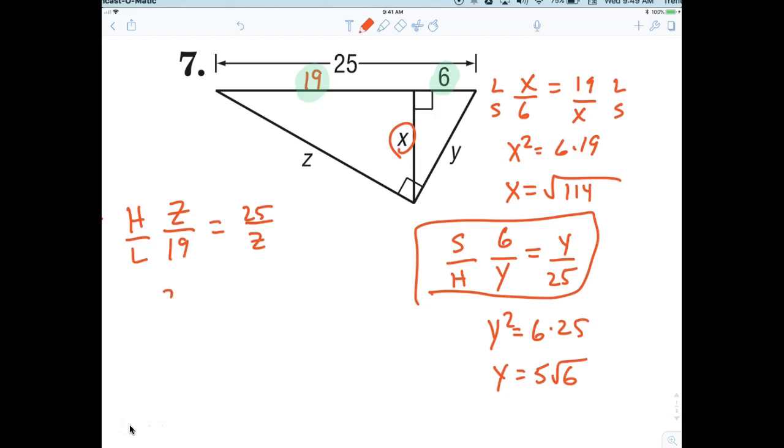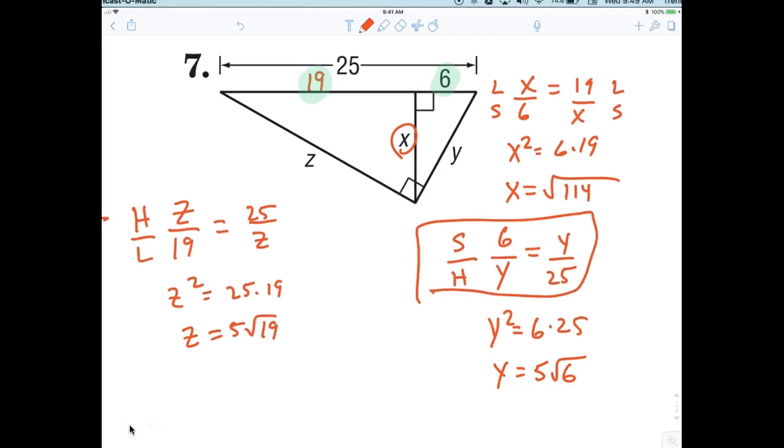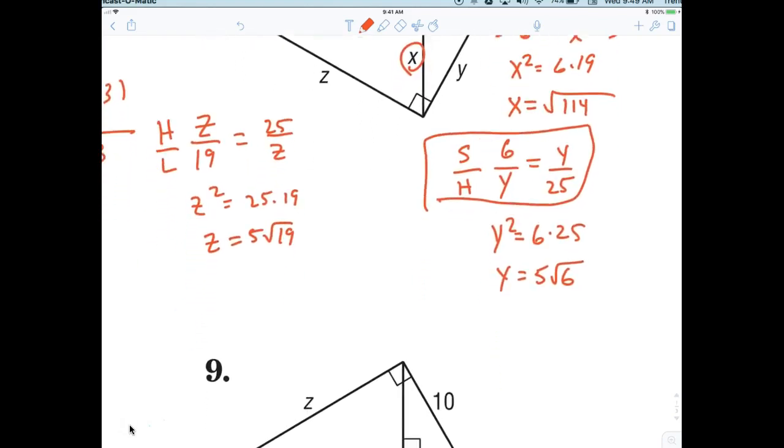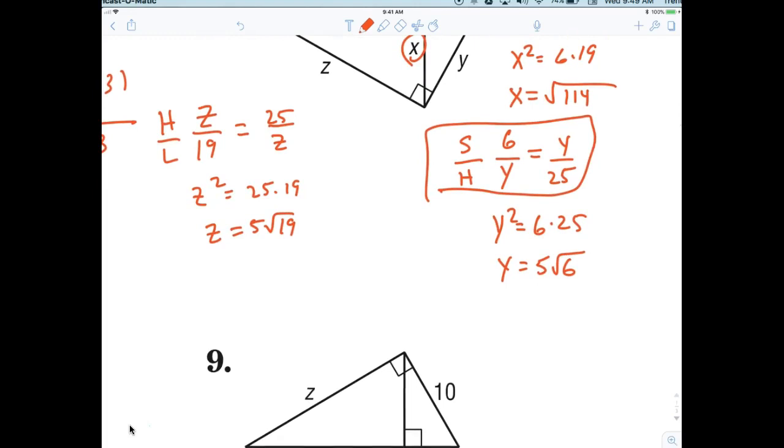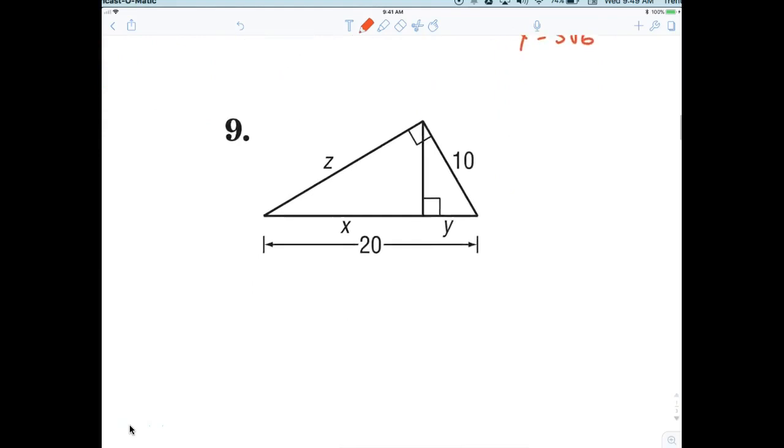So in this case, we have z squared equals 5 radical 19. The radicals are not... No, because listen to your mistake. Your mistake, right, the whole radical 25. All right, here we go.